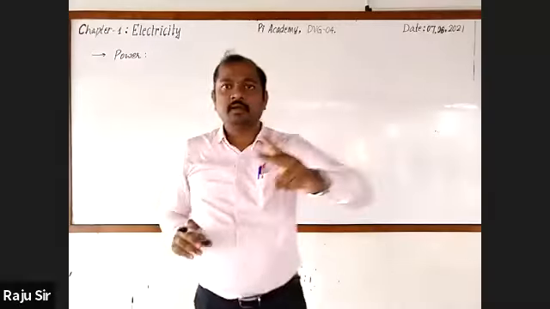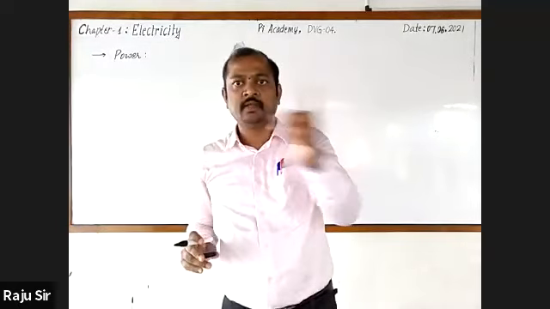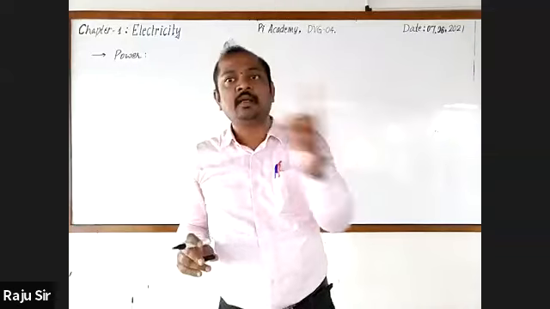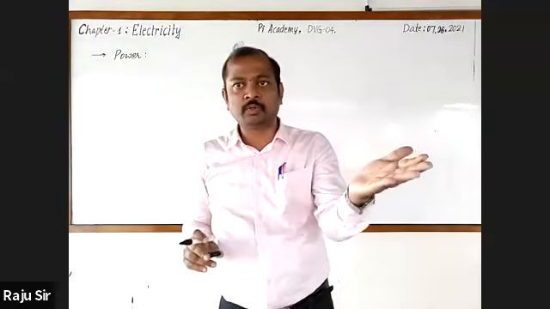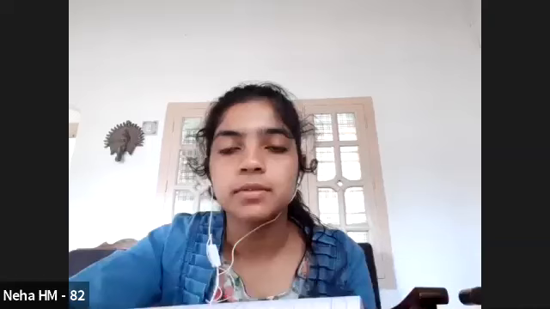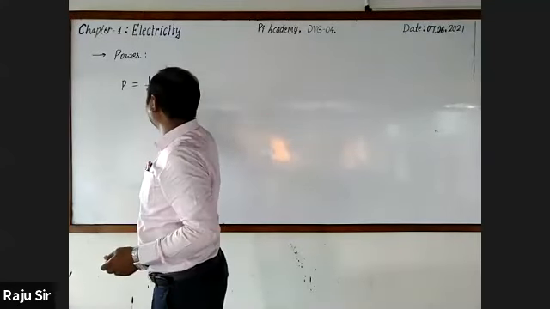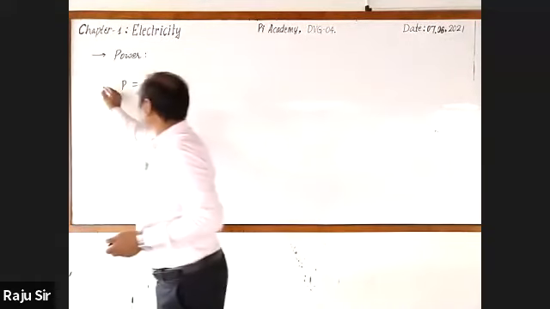This power depends on two physical quantities. In the definition only it is there: the rate at which work is done. Rate means the time taken by a body to do that work. So time and work done. Hence we can write P is equal to W by T, work done by time taken.